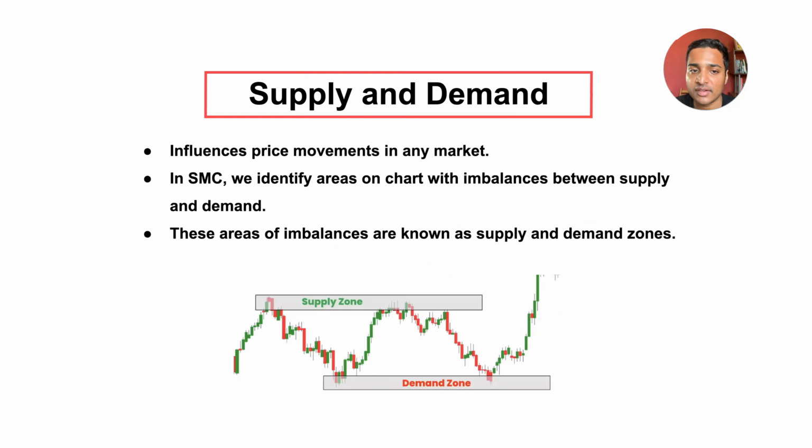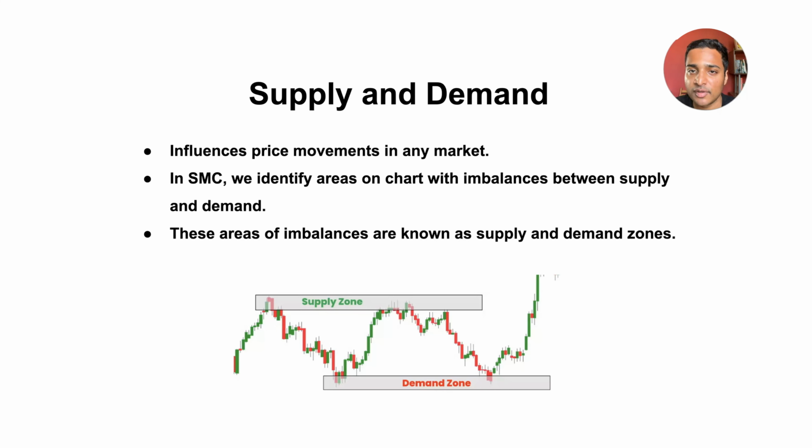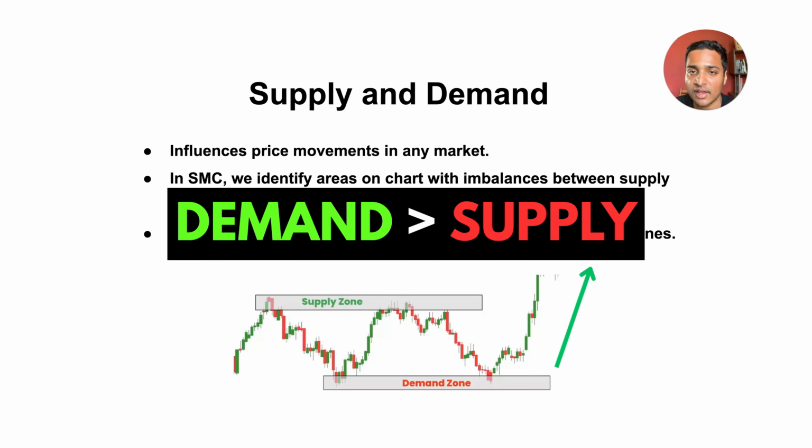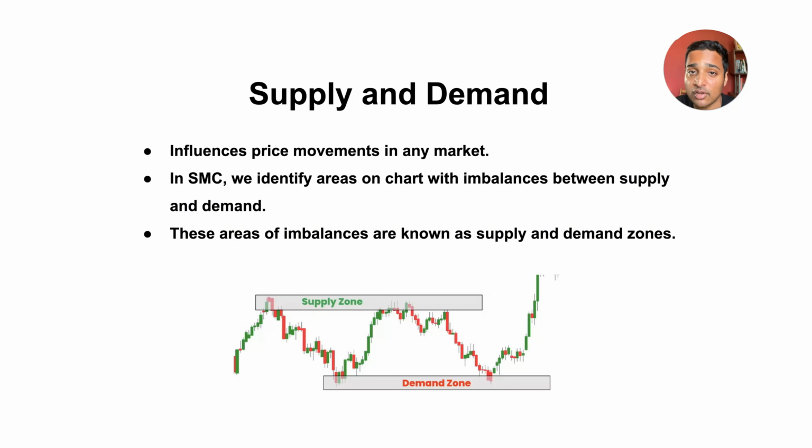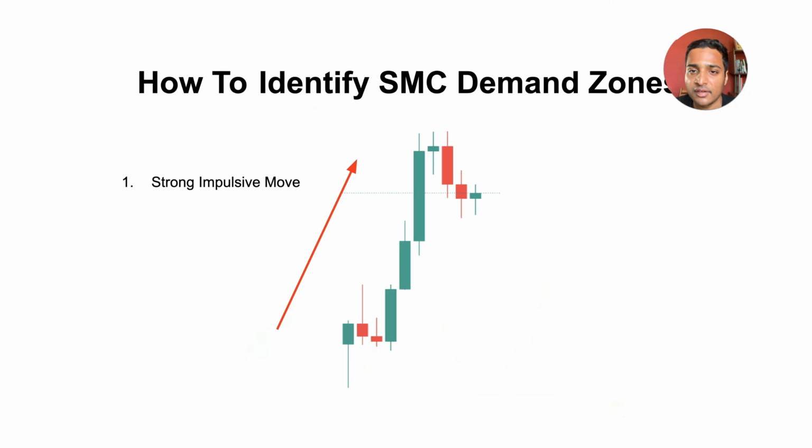And supply and demand is really what influences price movements in any market. Simply put, price rises when demand is more than supply. Price falls when supply is more than demand. In smart money concepts, we can identify areas on the charts with imbalances between supply and demand, known as supply and demand zones. So how do we actually find the demand zone?